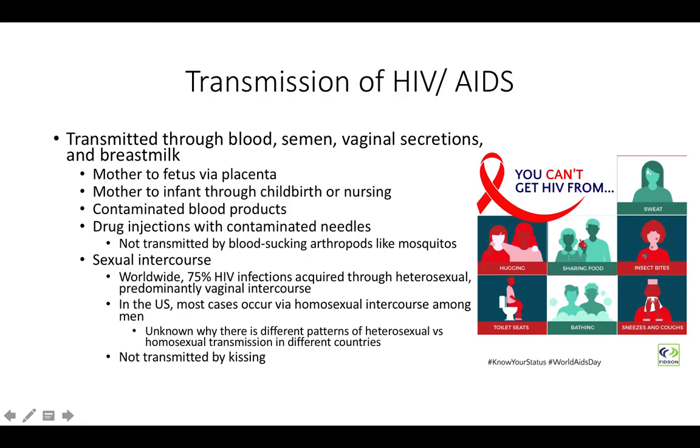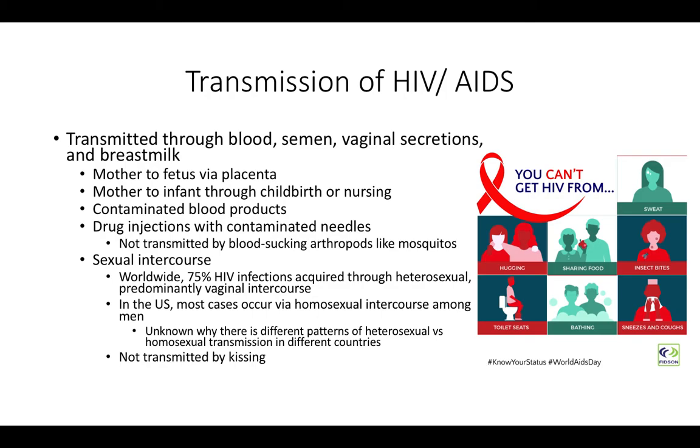So how are HIV and AIDS transmitted? It's transmitted through blood, semen, vaginal secretions, and breast milk. What that means is it can be spread from a mother to her baby, either through placental materials, through childbirth, or through nursing. It can also be spread through contaminated blood products.